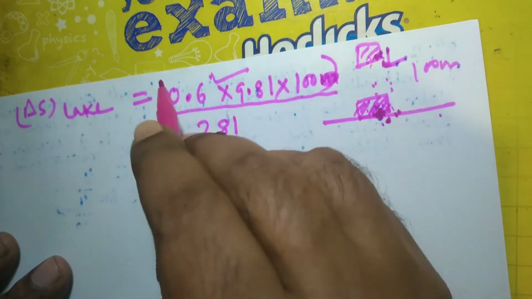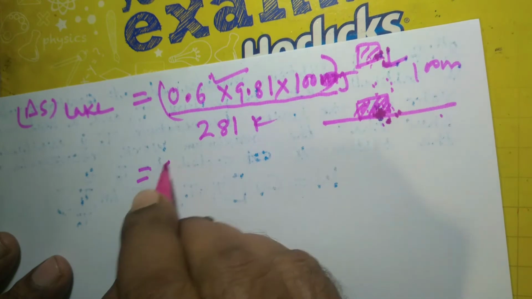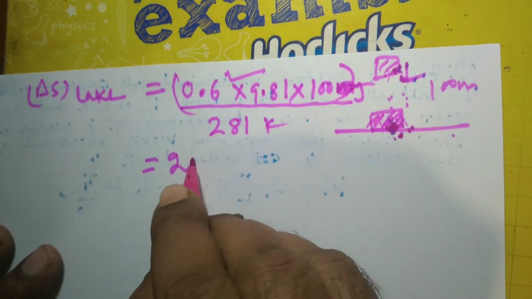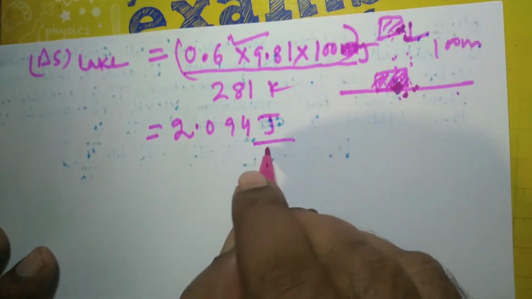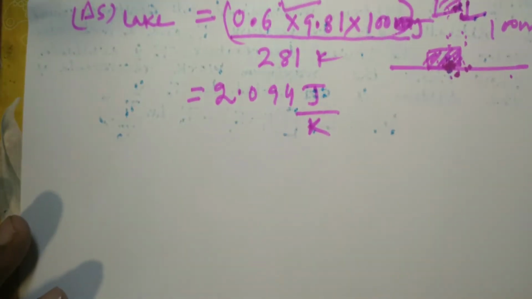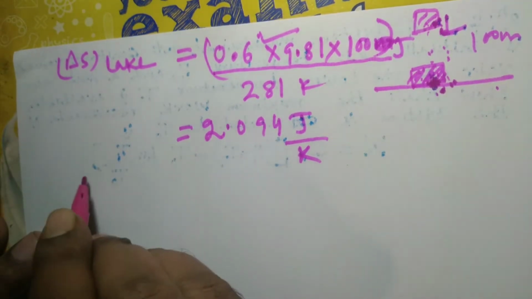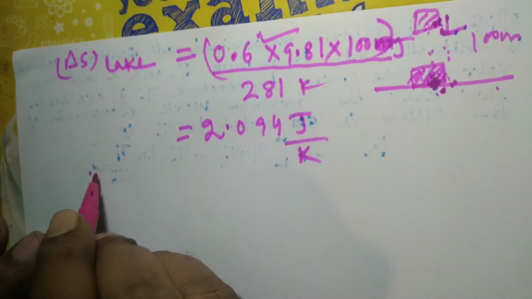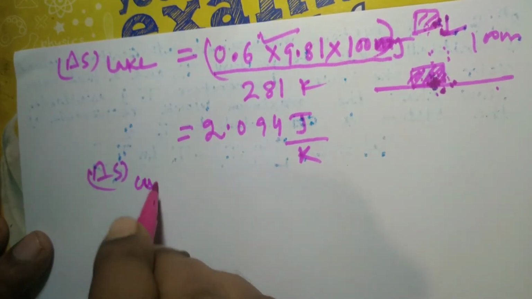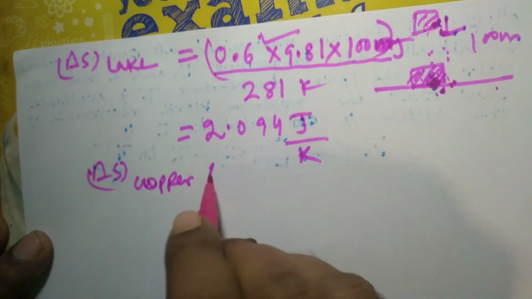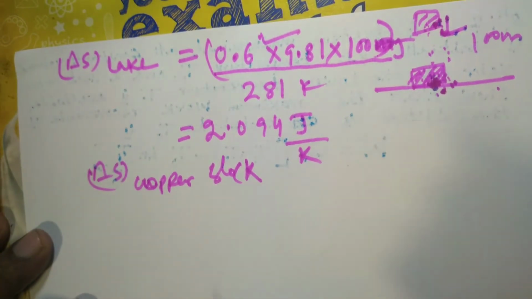This is in terms of joules, and this is in terms of Kelvin. This becomes 2.094 joule per Kelvin. This is the delta S of the lake. But delta S of the copper block is 0.